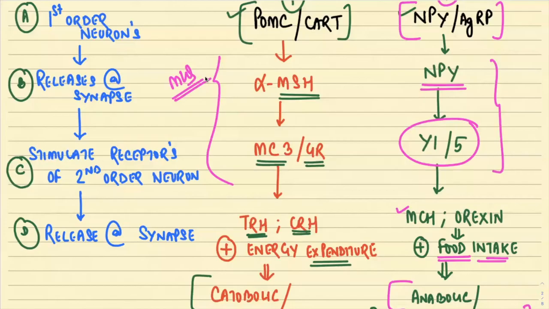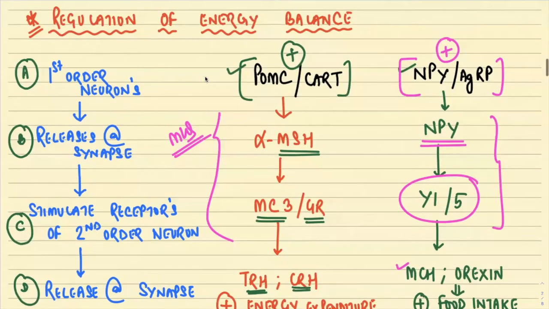In the exams, questions are being asked at this: what is released by the POMC CART neuron, what is released at the synapse, or what is released in the NPY-AGRP pathway, or which receptors of the second order neurons are they stimulating. Is it very clear? This second step is clear, how regulation of energy balance is taking place via which group of neurons. One group is POMC CART, another group is NPY-AGRP.